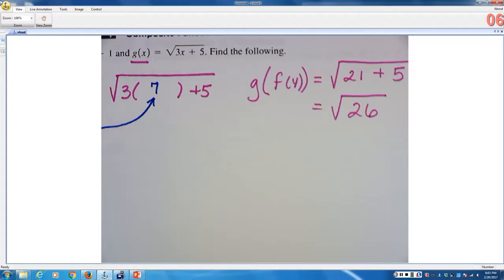What we did was we took the 4 and dropped it in f, and f did its job. It said, okay, 2 times 4 is 8, minus 1 is 7. So here's 7, and it gave it to g, and g says, okay, you gave me 7, I'm going to multiply it by 3, then add 5 to it and take the square root. And that's the way that it works, okay?